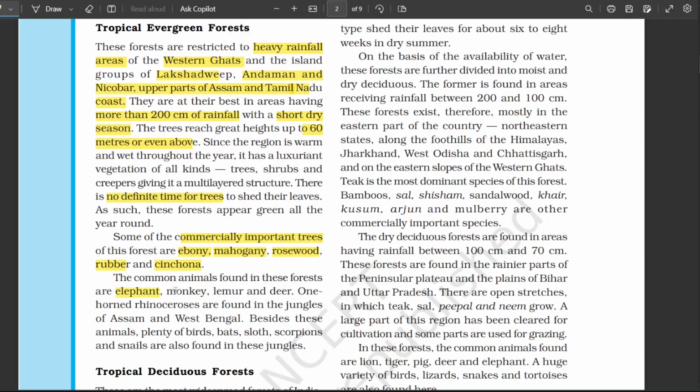Elephant, वेस्टर्न घाट्स, आप उससे इमेजिन करो आसाम, आसाम ने बता दिया, वेस्टर्न घाट से बता दिया, तो आप यू सी यू ऑलरेडी हैव सम आइडिया कि किस रीजन में किस टाइप के एनिमल्स मिलते हैं, प्लांट्स मिलते हैं. So elephants you find, monkey, lemur, deer, one-horn rhinoceros. कहाँ पे मिलते हैं? आसाम में. Are found in the jungles of Assam and West Bengal. Besides these animals, plenty of birds, bats, sloth, scorpions, and snails are also found in these jungles.